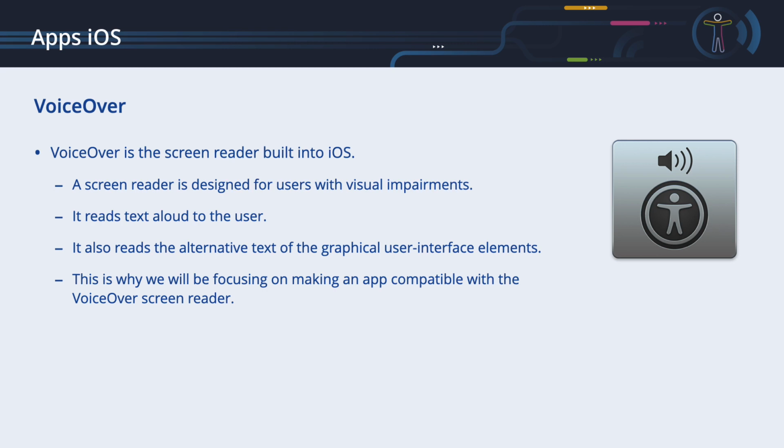But what if the text on the screen is not enough to make the app usable? There might also be images, which would require alternative descriptions. The screen reader also reads the alternative text of the graphical user interface elements. This is why we will be focusing on making an app compatible with the VoiceOver screen reader.